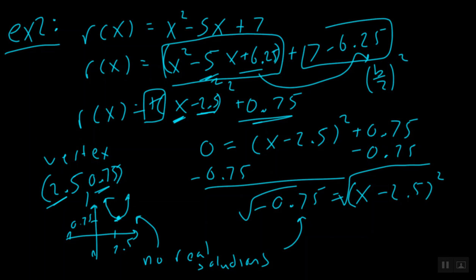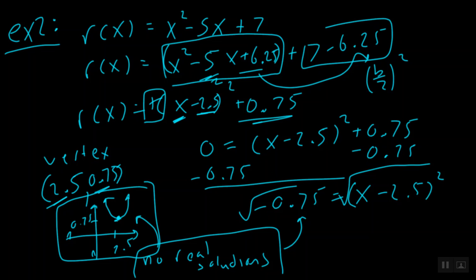So if you get to this point and you're taking the square root of a negative number, that is telling you that this does not cross the x-axis, that there are no real solutions. So this is more or less the best we can do in graphing that.